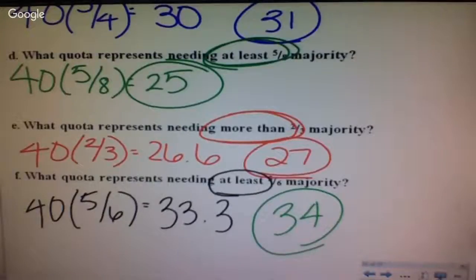You need a whole number, but you can't drop lower than what your actual answer is, which is why it rounds up no matter what the decimal is. If that had come out to be 33.1, it would still be 34. It can't go any lower than the actual number that we're looking at.